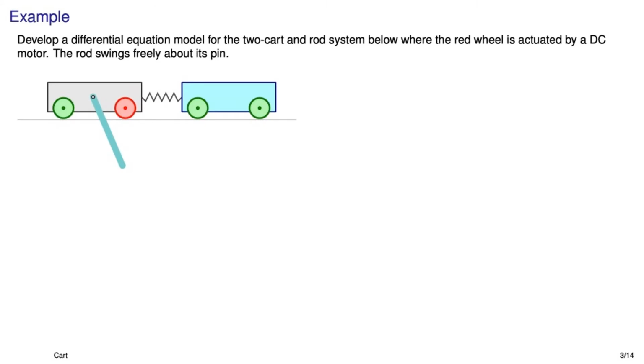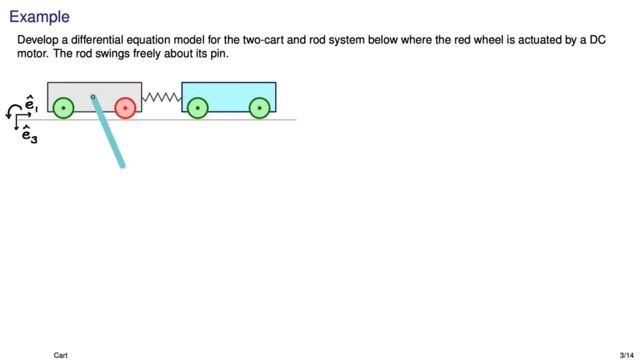So here's our example. It looks harmless enough. We've got a couple carts, and one of them has a swinging rod attached to it. You can notice that I have a bunch of green wheels and a red wheel. Well, the difference between those is that the green wheels are not driven. They're just sort of idler wheels, whereas the red wheel has a DC motor attached to it.